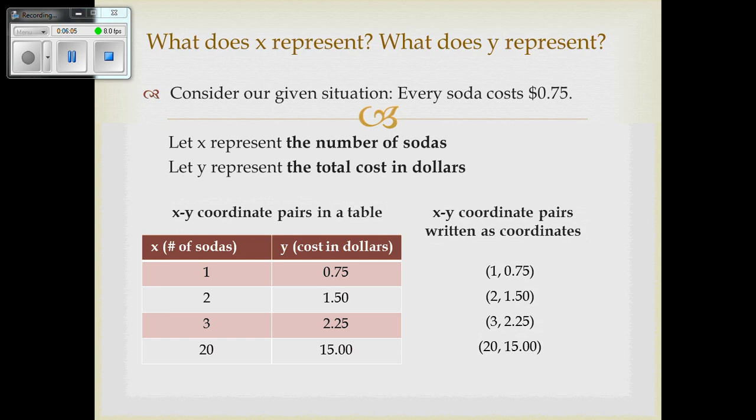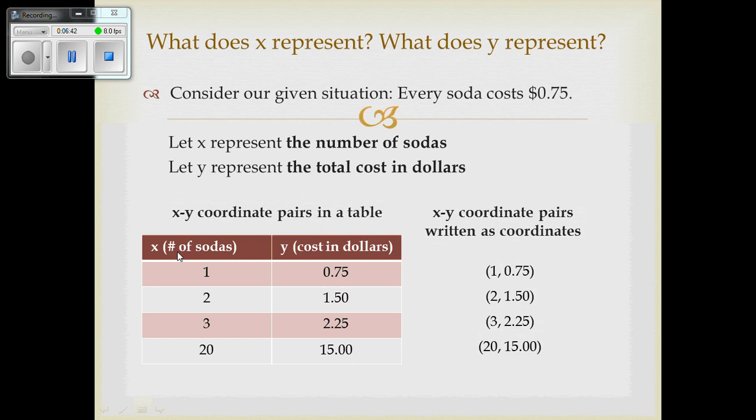So, in our given situation, every soda costs 75 cents. What we're going to do is let x represent the number of sodas, and we're going to let y represent the total cost in dollars, because y is our dependent variable, and the total cost in dollars does depend upon the number of sodas that we buy. What we have here on the left side of the screen is four sets of x, y coordinate pairs in a table. And always in a table, you want to look at the heading.